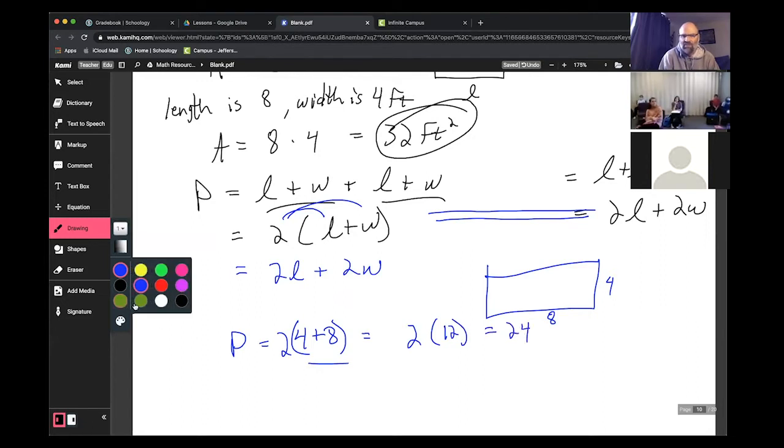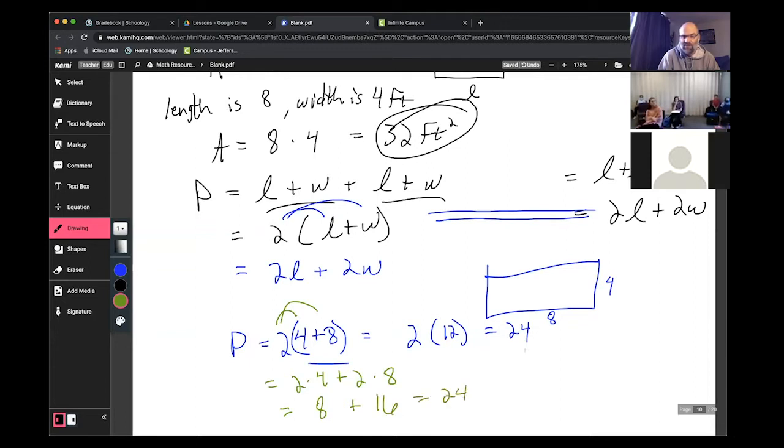Well, let's try the distributive property and see if that works too. I could say 2 times 4 plus 2 times 8. 2 times 4 is 8, 2 times 8 is 16, and 8 plus 16 is also 24. So either way, you get the right answer. If these are numbers, I think I'd rather just add the 4 and the 8 together and then double it. But you could distribute that 2 to both: 2 times 4 is 8, 2 times 8 is 16, and add those together too. You get the same answer either way.